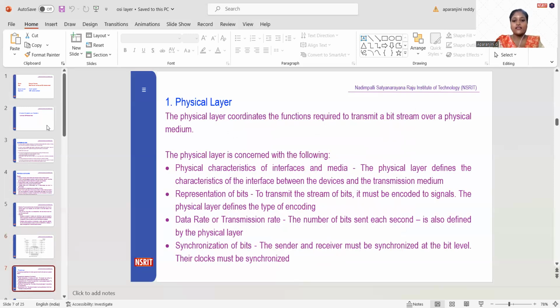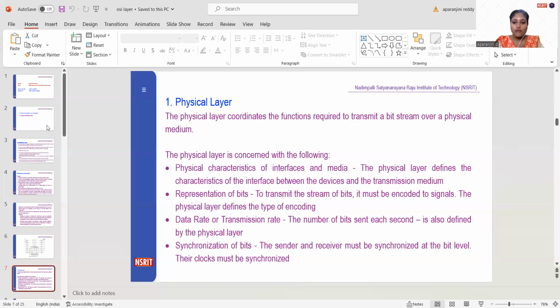The physical layer coordinates the functions required to transmit a bit stream over a physical medium. The physical layer is concerned with the following: the physical characteristics of interfaces and medium. The physical layer defines the characteristics of the interface between the devices and the transmission medium. Next, the representation of bits.